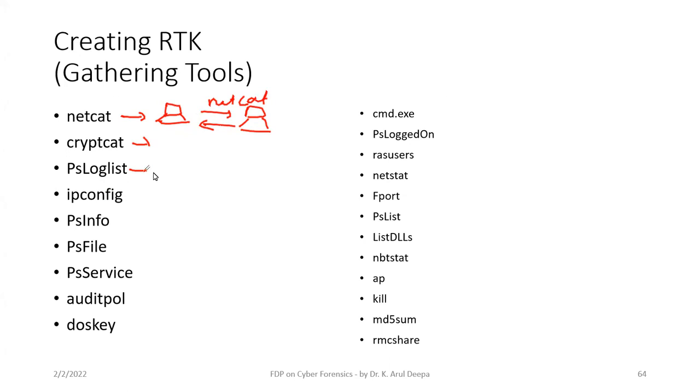Whereas PsLogList is used to dump the contents of event logs. From all the event log files, the contents can be collected through PsLogList. Then you have ipconfig. It is a built-in tool. Please keep in mind, these tools are for Windows. ipconfig is a built-in tool which displays interface configuration information. All the IP configuration information can be collected through ipconfig.